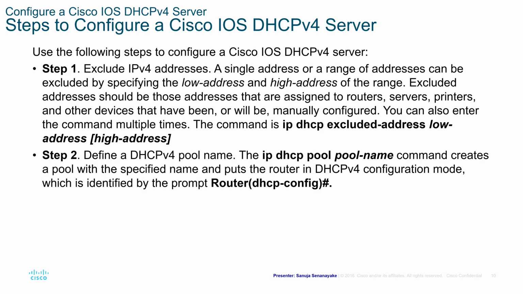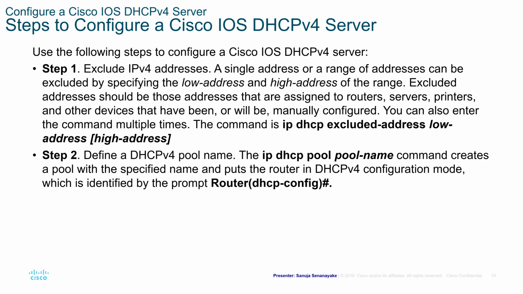But it could be any type of topology where you are trying to implement a simple DHCP server. So the very first step is you need to exclude any IPv4 addresses that you will be using for static IP addresses, such as those you will need for servers. A single address or a range of addresses can be excluded by specifying a low address and a high address of the range. Excluded addresses should be those assigned to routers, servers, printers, and other devices that will be manually configured.